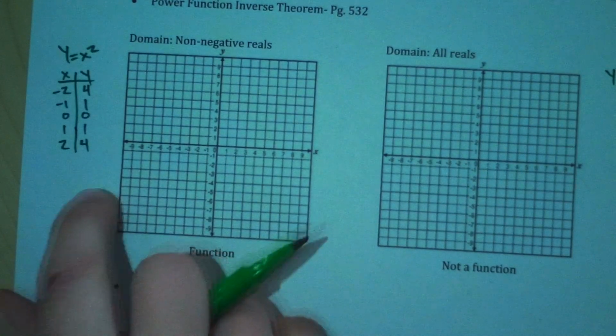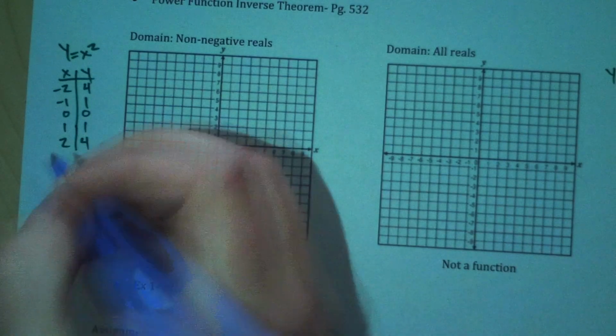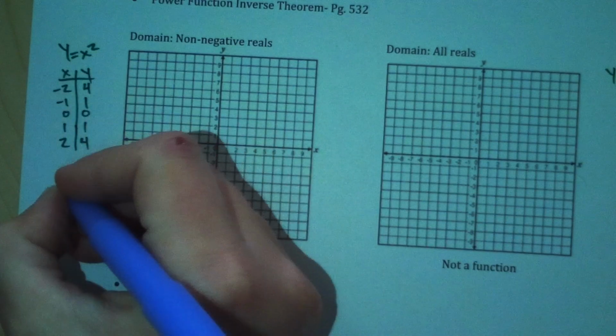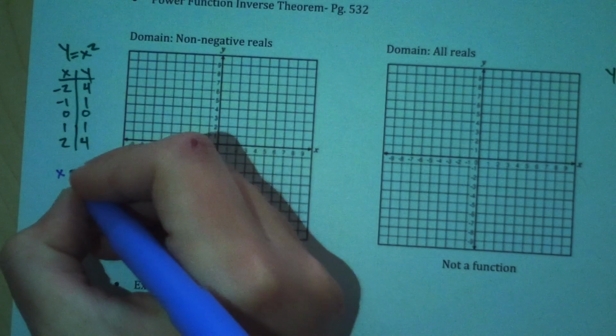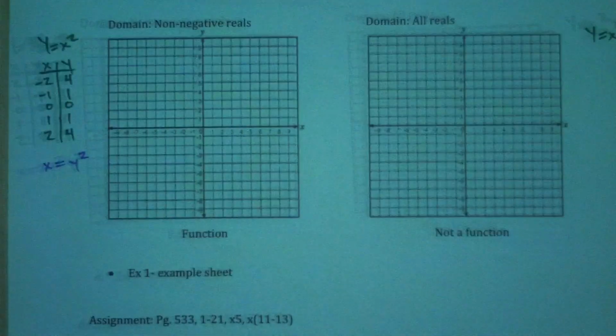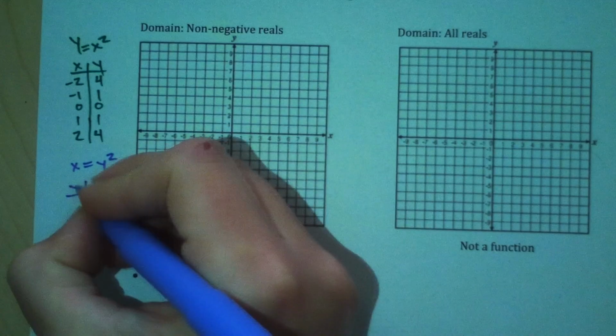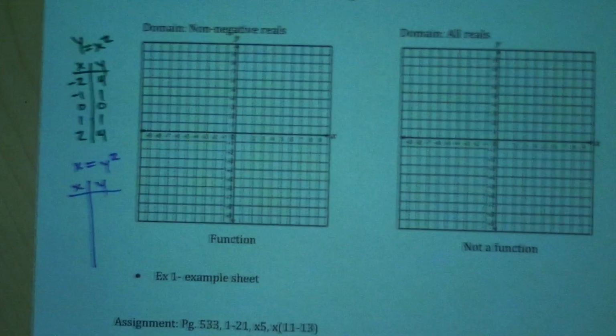So if we switch that equation, I'm going to do this in a different color, it would switch to x is equal to y squared. So just switching your x and y, and then you can do the same thing with your ordered pairs. You just take all your x's and y's and flip them around. So like my 4, 1, 0, 1, 4 is now in my x spot. My -2, -1, 0, 1, and 2 is now in my y spot.